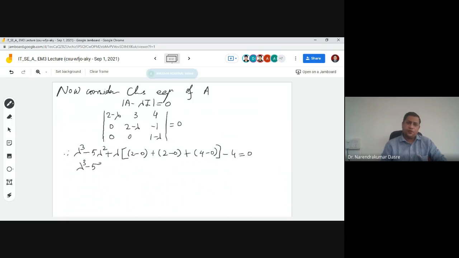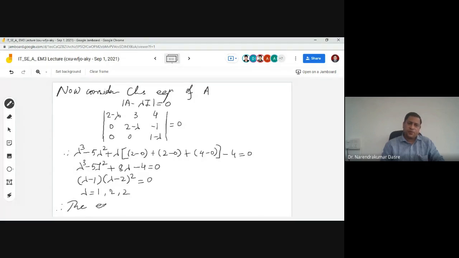So lambda cube minus 5 lambda square plus 8 lambda minus 4 is equal to 0. And you know the factorization, (lambda minus 1)(lambda minus 2) whole square is equal to 0. So lambda is equal to 1, 2, 2. This is the repeated eigenvalue, so you must write it here. Okay, and hence what will we have?